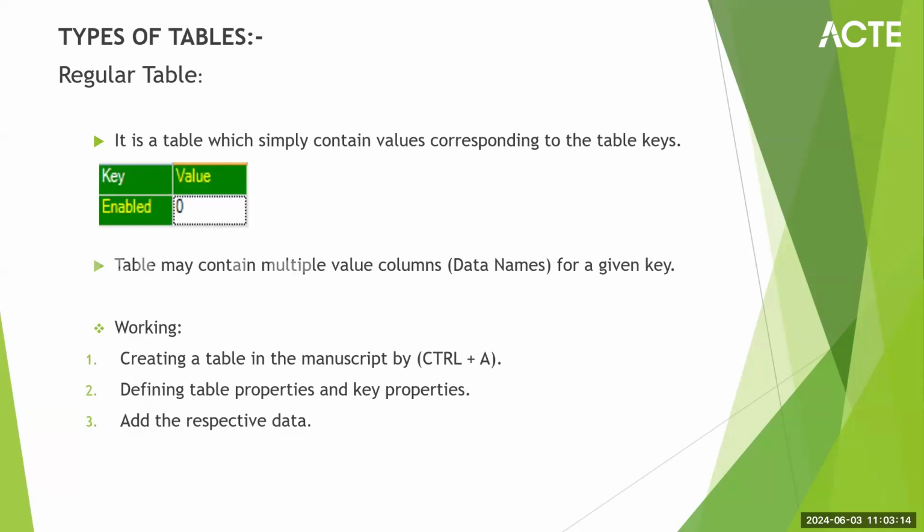What are the types of table? The first one is the regular table. It is a table which simply contains values corresponding to a table key. For example, in the key I have written enabled: when enabled, my value should be 0, and disabled means my value should be 1. By default, for my understanding, I have given enabled as the indication 0. A table may contain multiple value columns, data names from a given key.